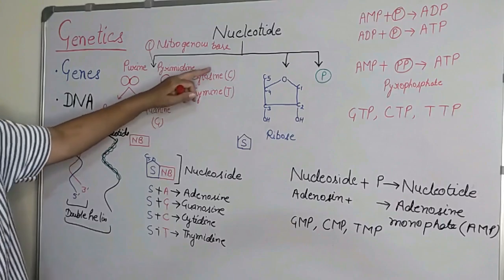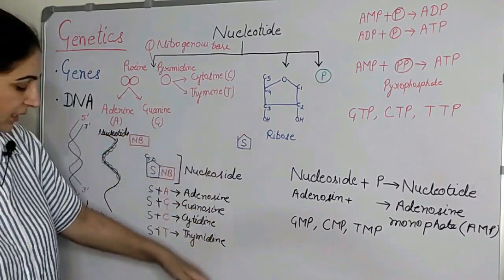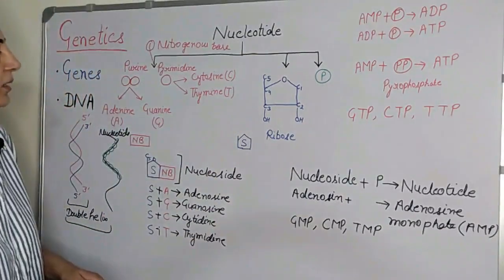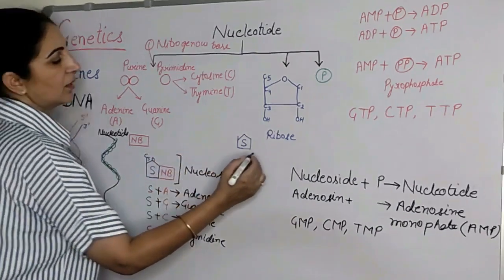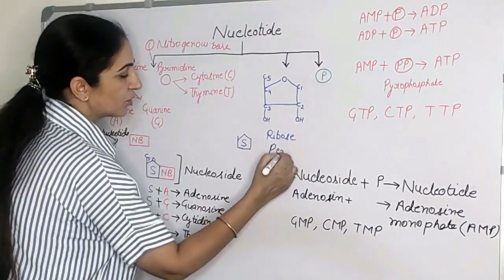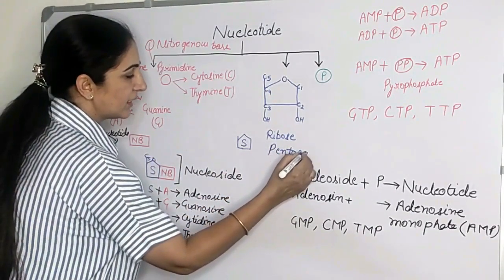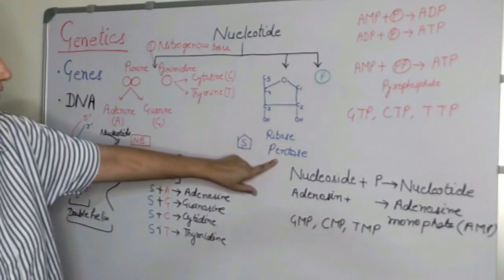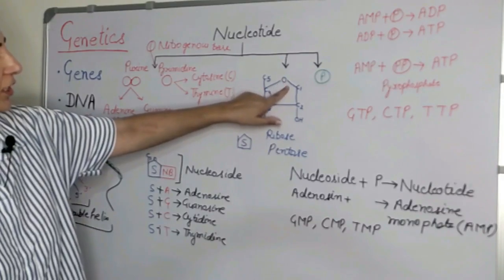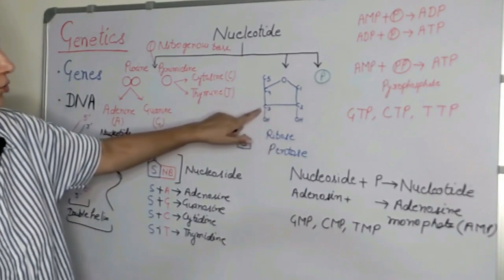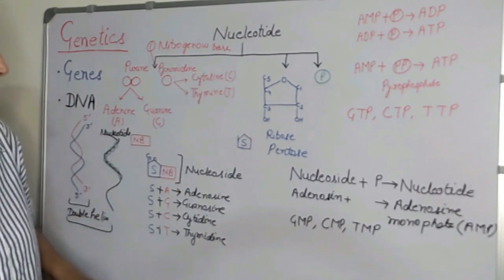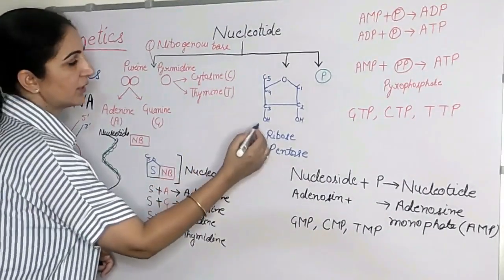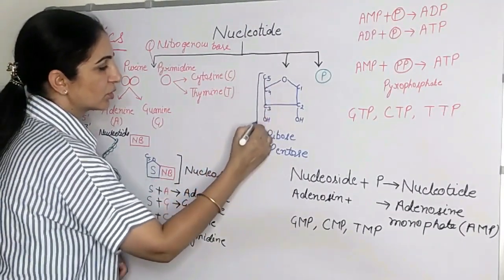So let's see what about the other subunit. The other subunit is actually a pentose sugar. Pentose means the sugar that contains 5 carbon atoms. So it's the pentose sugar. This is the oxygen molecule. This is carbon number 1, 2, 3, 4 and 5. This is actually the structure of ribose.